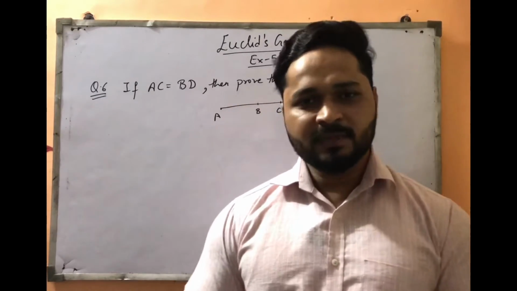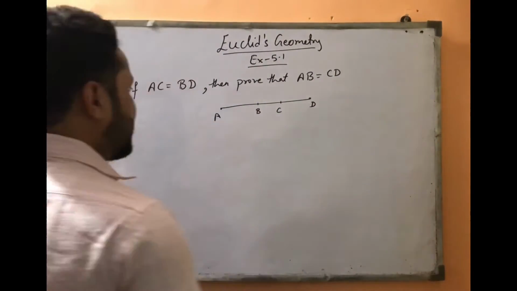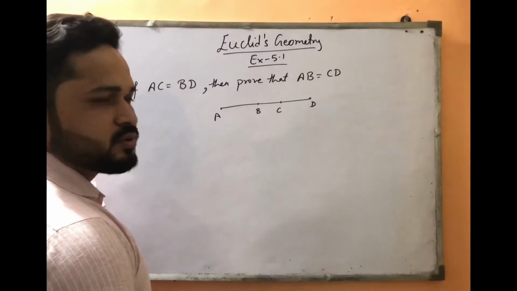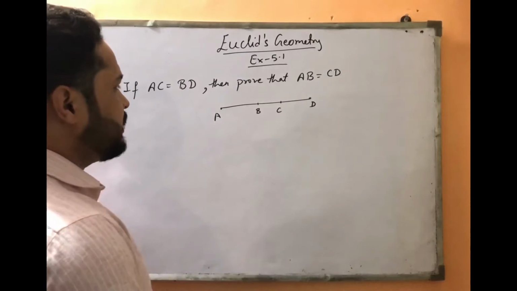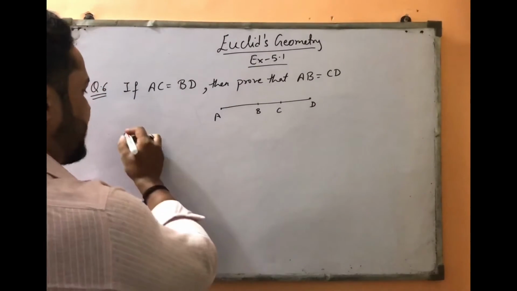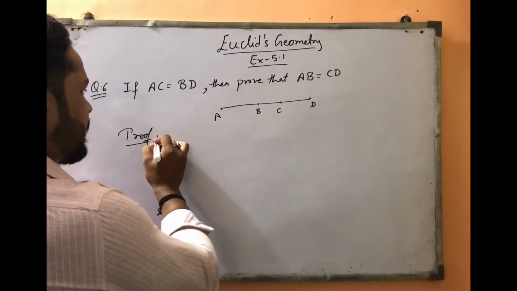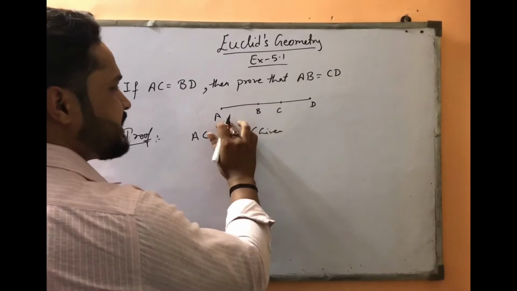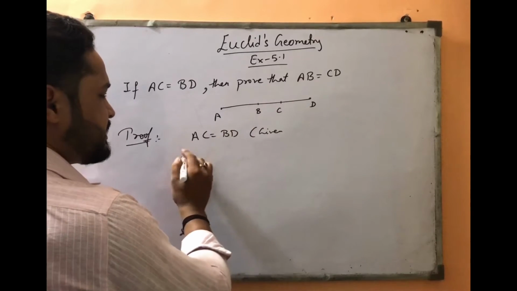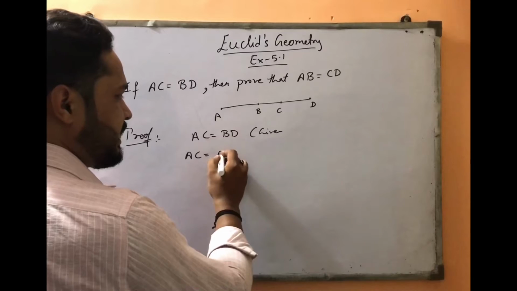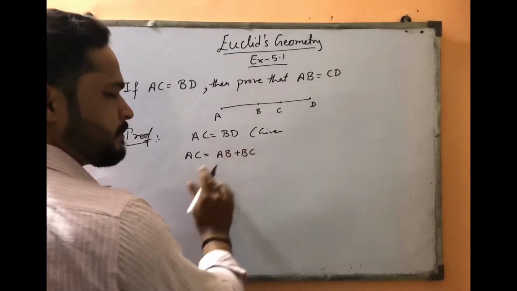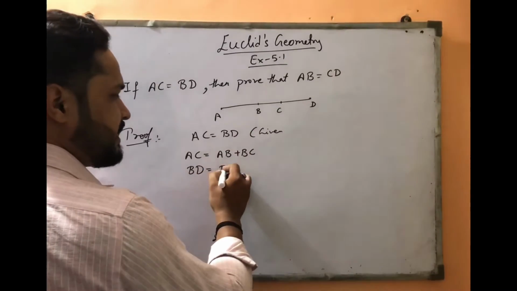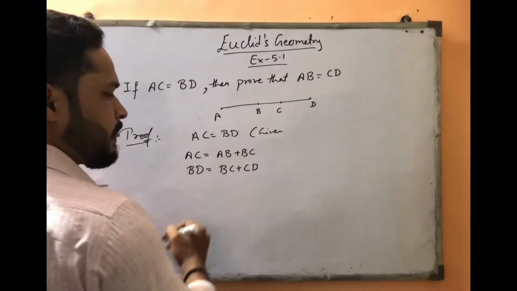Okay. So the question number 6 is, if AC is equal to BD, then prove that AB is equal to CD. Okay, and the figure is given here. Now the proof: if AC is equal to BD, that is given. That means AC is equal to BD, and AC can be written as AB plus BC. Okay, and BD can be written as BC plus CD. Right?